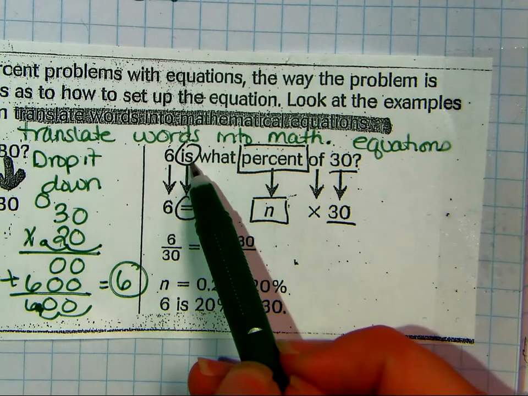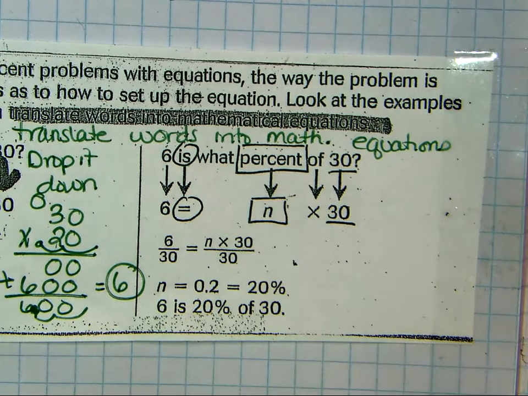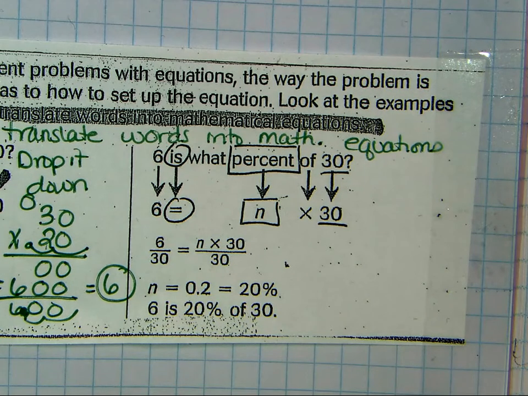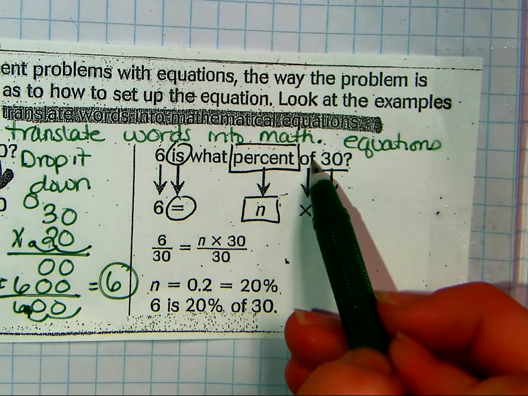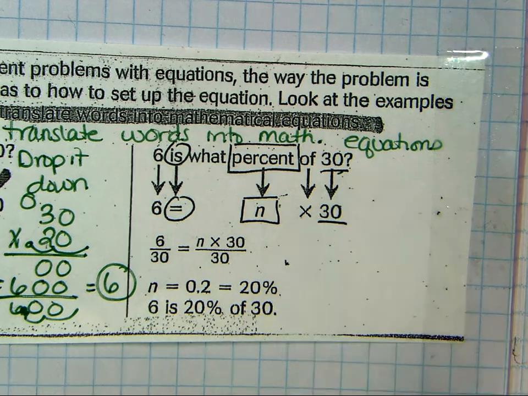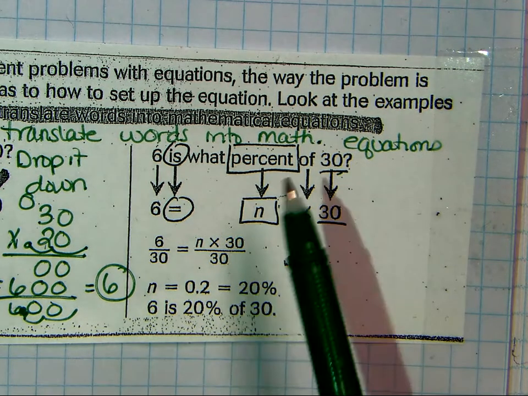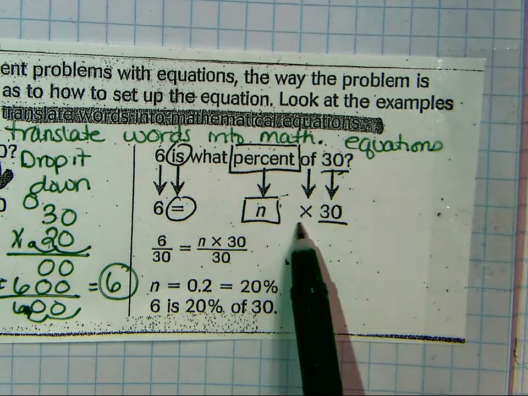Is, what does is mean? Equals. Equals. What percent? I have a what word. What do I need to put in there? Variable. Variable. Very good. What percent is a variable of? What is of, class? Multiplication. Good. And we got a 30 here. Is there anything with it? No. You just drop it down. So now I've got the equation 6 equals n times 30.